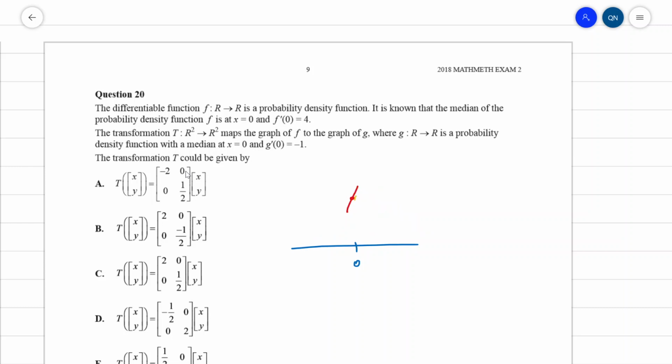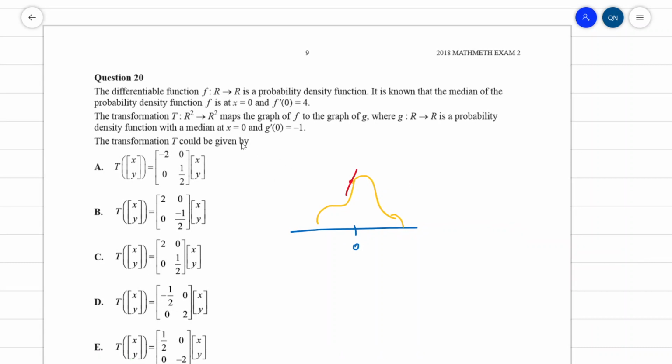Let's draw a bit of a nicer one. So maybe something like this over here. Doesn't really matter what the PDF looks like. Actually, it kind of does because we want the median to be 0. So something like that. So there's my ugly PDF there.